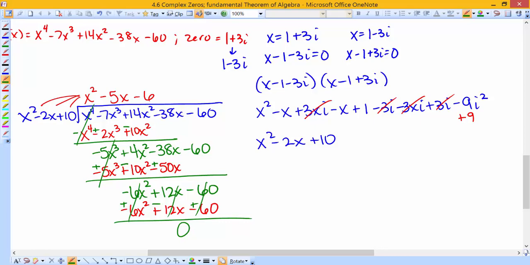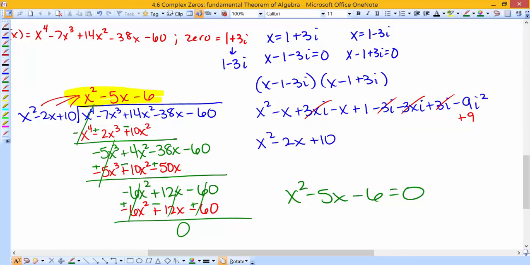So now I'm going to take the factor that I found. So I found x squared minus 5x. So let me do this work down here. X squared minus 5x minus 6 equals 0. So I need to solve this one for x. So I have 2 solutions found with my complex conjugates from the beginning. But there are 2 more. My degree was 4. I'm looking for 2 more solutions.